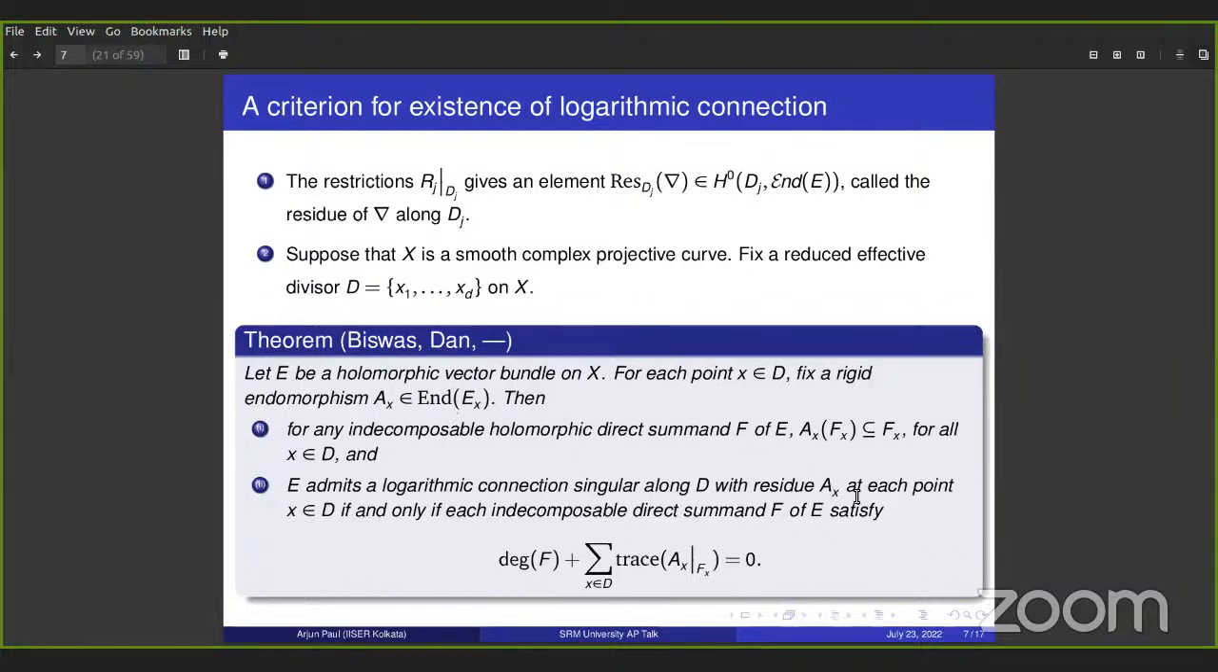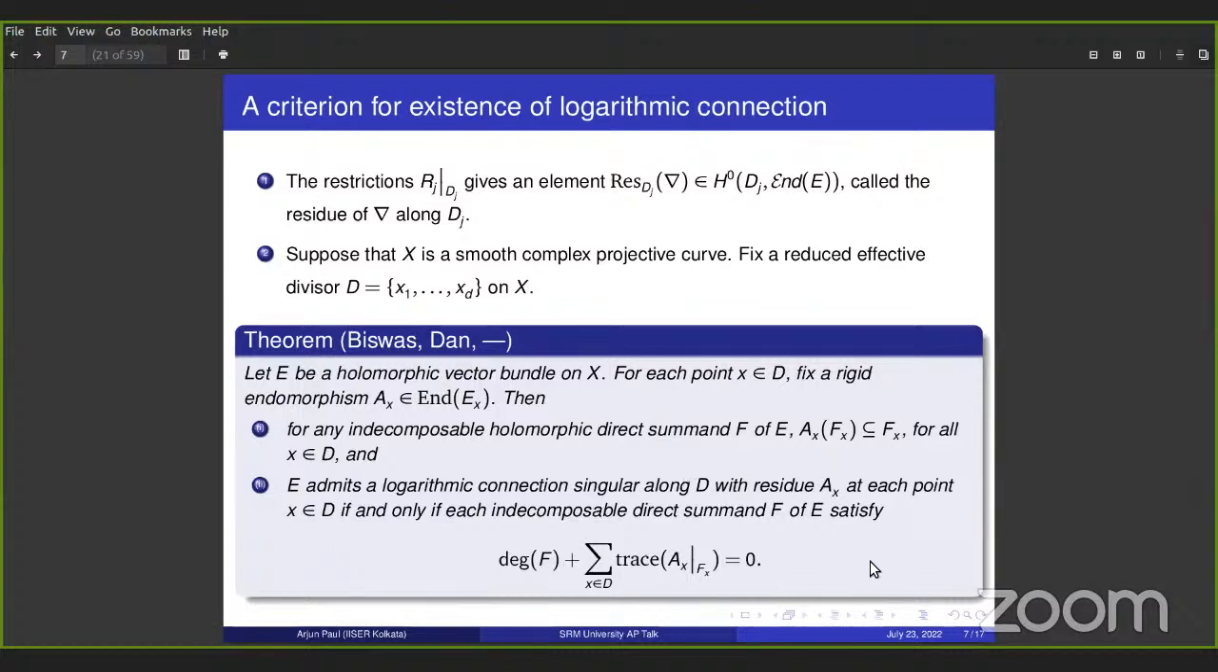Okay. So suppose we are given a rigid residue A_x for each point. Then E admits a logarithmic connection singular along the divisor D with the prescribed residue A_x at x in D if and only if each indecomposable direct summand F of E satisfies: the degree of F plus the sum of the traces of the restrictions of these rigid endomorphisms to the fibers F_x should be equal to zero. Okay, so this is the necessary and sufficient condition this vector bundle should satisfy to admit a logarithmic connection singular along the divisor D with prescribed rigid residue.